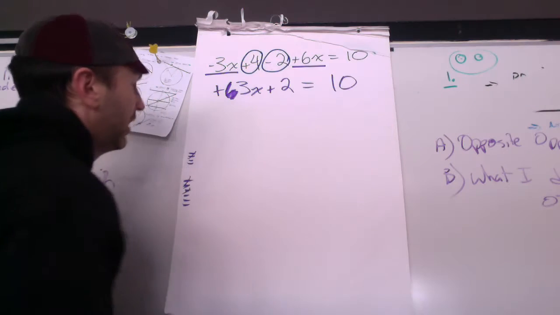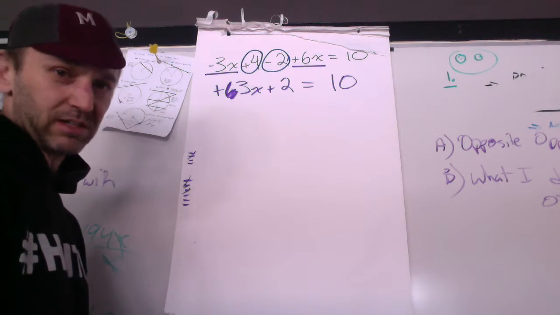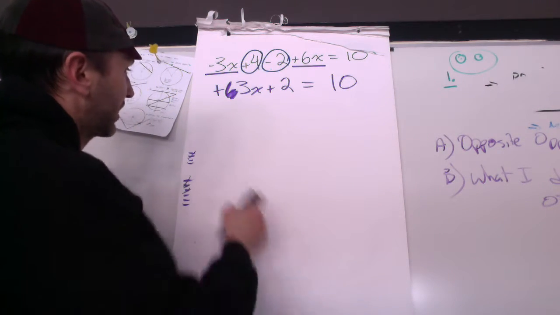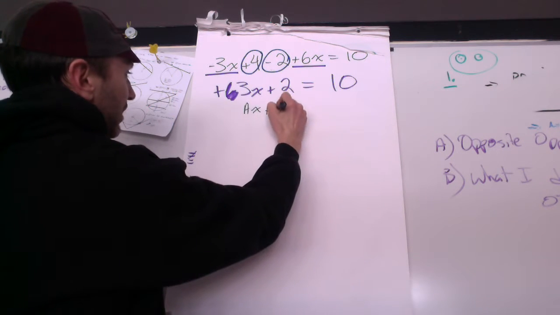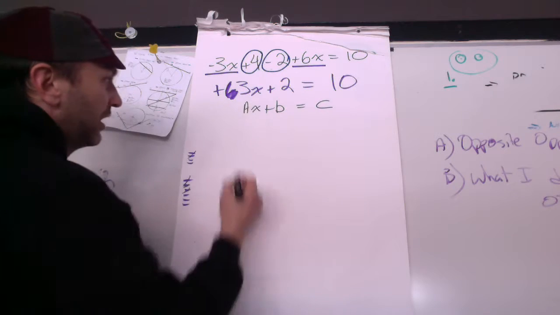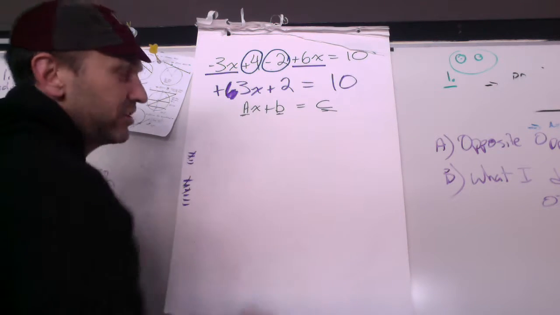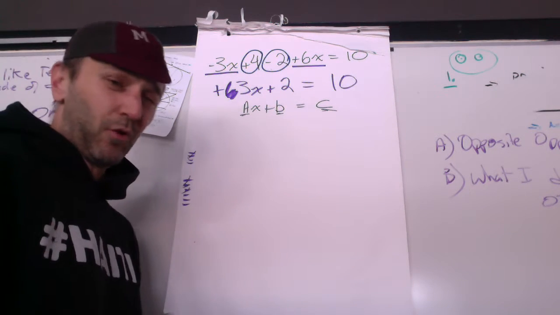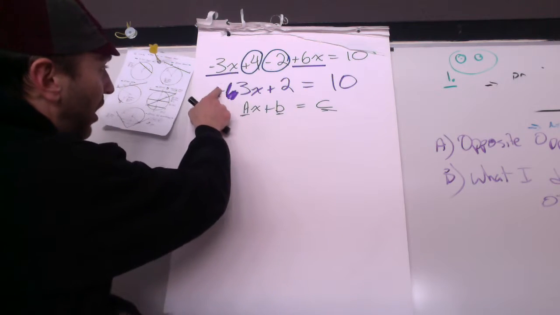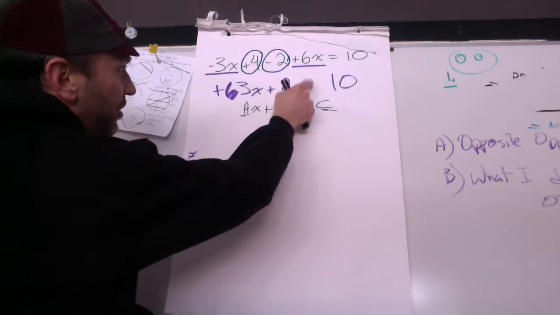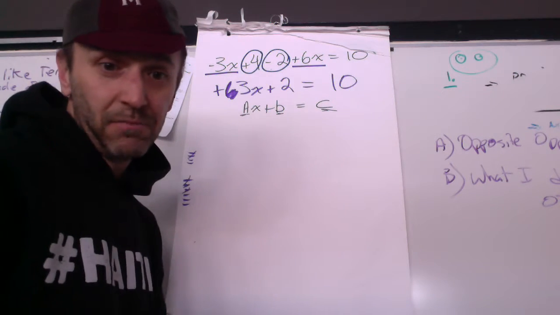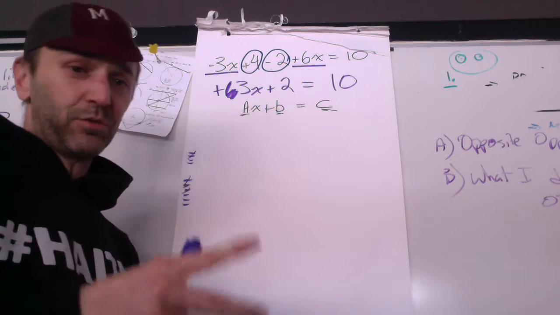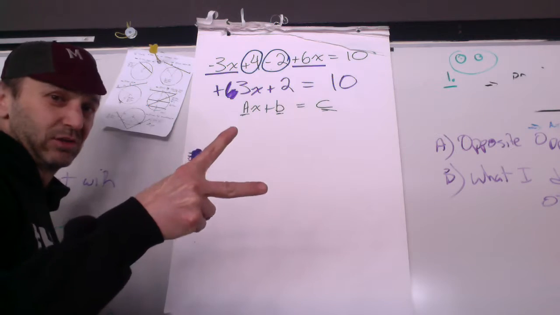equals 10. Now remember, the other thing we talked about is this form. What we're trying to get to always is when we have ax plus b equals c. A, B, and C are just any number, so that's called a form. So do you see how here I have positive 3x plus 2 equals 10? I am at that form. I'm good. Okay, next thing we're going to do is we move on to rule number 2.